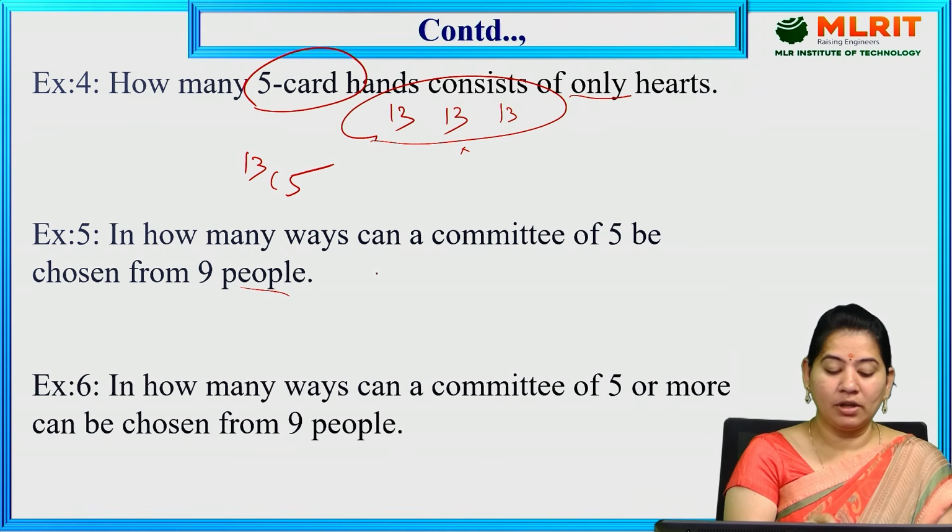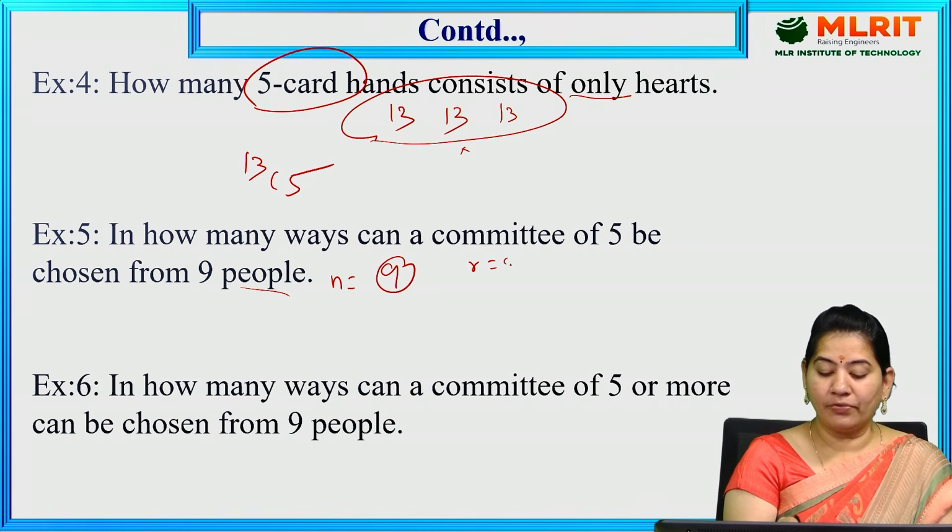Now, in how many ways can a committee of 5 be chosen from 9 people? Here, in total 9 people are there, and you are going to select r equal to 5. That is nothing but 9C5.